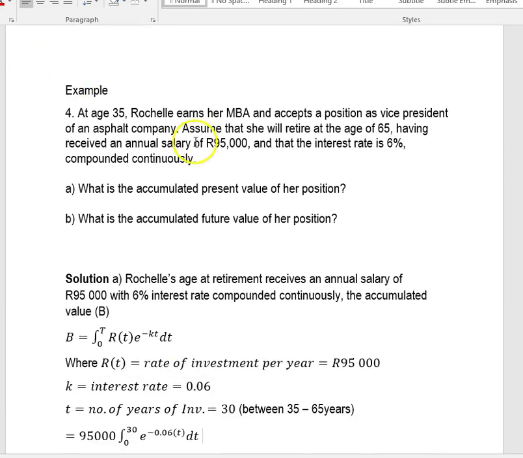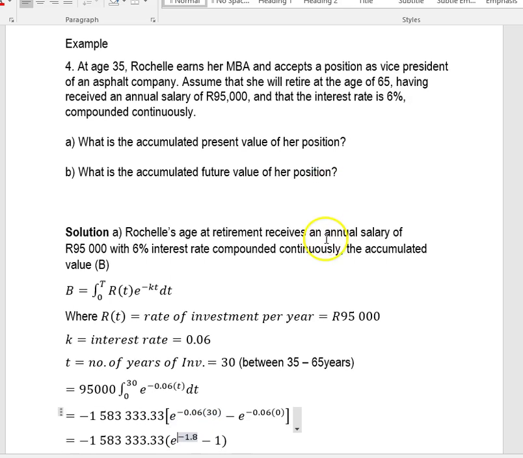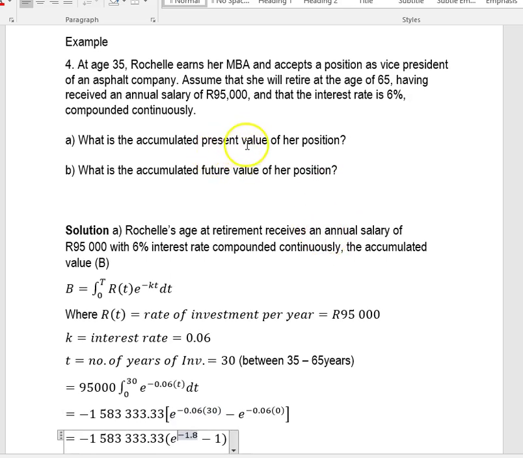In example 4, it says at age 35, Rochelle earns an MBA and accepts a position as vice president of an asphalt company. Assume that she will retire at the age of 65, having received an annual salary of 95,000, and that the interest rate is 6% compounded continuously. What is the accumulated present value of her position, and what is the accumulated future value of her position? So here we're going to be looking at the accumulated present value and the accumulated future value.